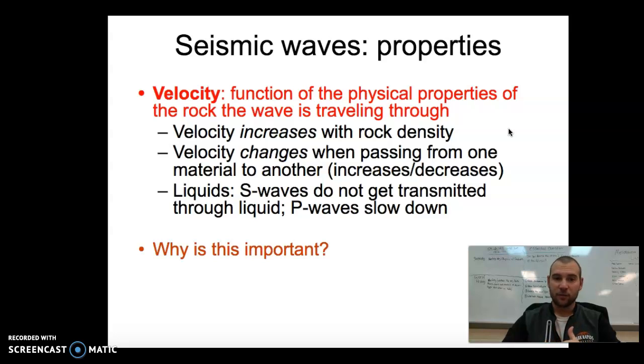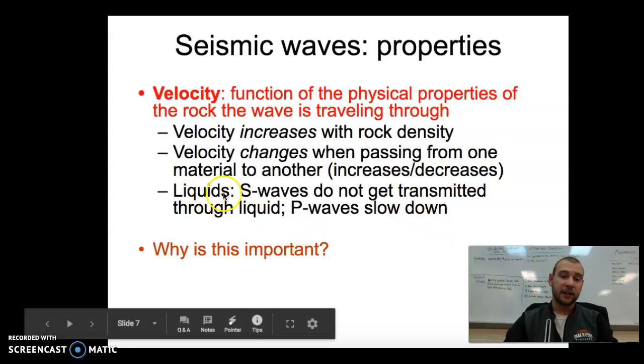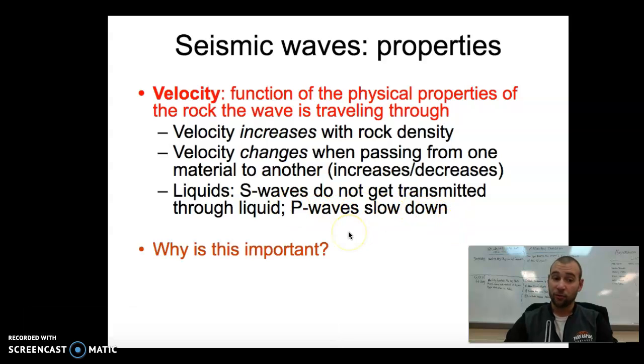Velocity changes when passing from one material to another, and that can increase or decrease depending on what's happening. Obviously, if we're moving from a less dense rock into a more dense rock, it's going to pick the pace up. The velocity is going to increase. Vice versa, if you're moving from a tightly packed dense rock into a more loosely packed rock, then it's going to slow down and make it less intense. Liquids: S waves do not get transmitted through liquids, and P waves slow down through liquids. So liquids are a big thing. It makes things less intense, less velocity, less fast.